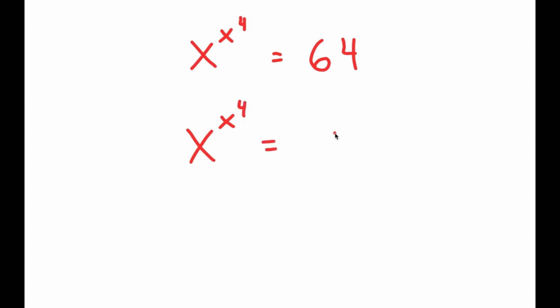Alright, so in this video, I'm going to solve the equation x to the power of (x to the power of 4) is equal to 64. So to solve this, I'm going to first start by rewriting 64 as 8 squared. So I get x to the power of (x to the power of 4) is equal to 8 squared.